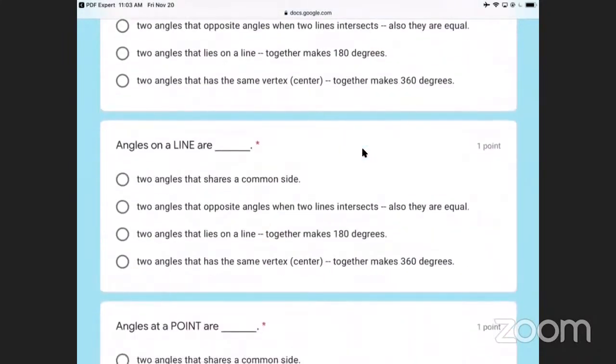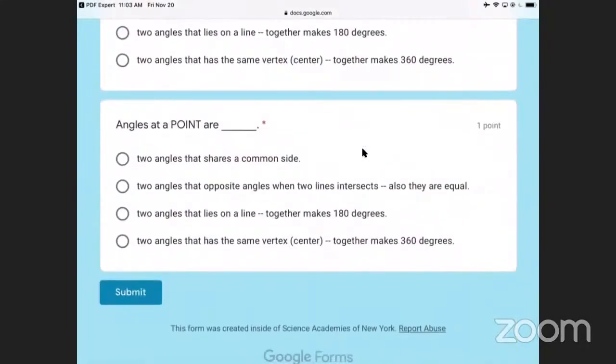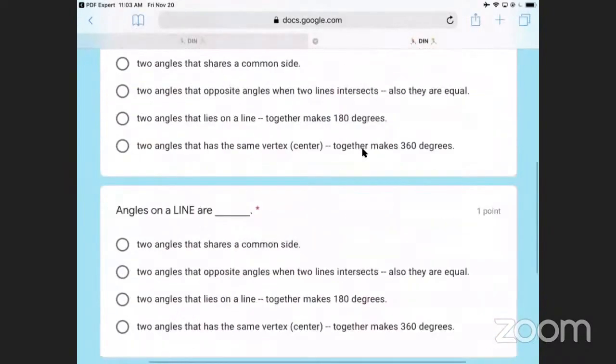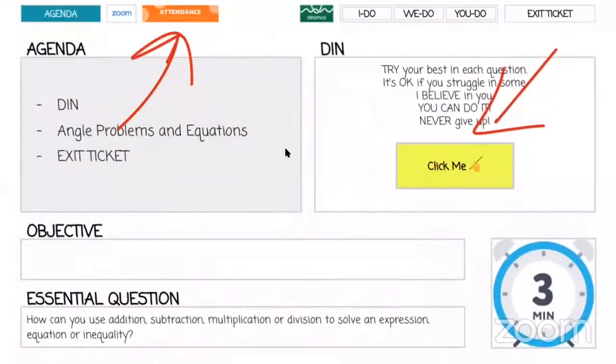And angles on a line, and on a line it's a straight angle, remember that. And the last one is angle at a point, which means it's rotating around the point. So if you make 1 tour, a full circle, what do you think the degree would be? That's the key detail about the last one. So let's start on the questions.